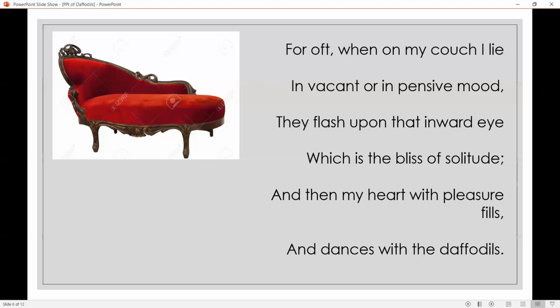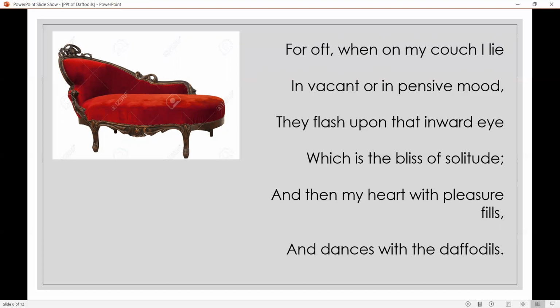Loneliness is actually a negative state. It is usually described as a sense of isolation. One feels that something is missing. That is being lonely. Solitude, on the other hand, is the state of being alone without being lonely. Here, he is not lonely. There are lots of memories of daffodils accompanying him. And that's the bliss of his solitude.